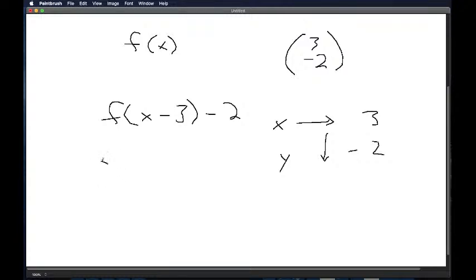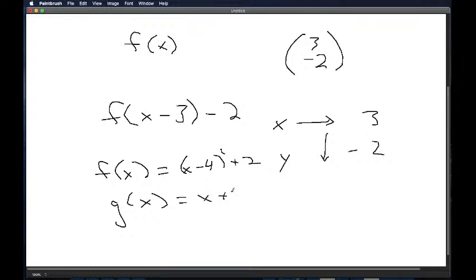If they say something like, the following function originally looked like... here, I'll give you one. The following function started off looking like this: (x minus 4) squared plus 2, and a new transformation was applied, and it now looks like this: (x plus 3) squared minus 2. Provide the transformation vector for this.